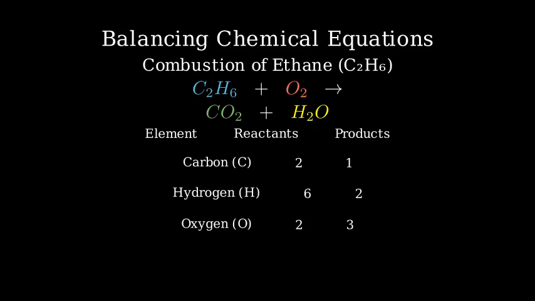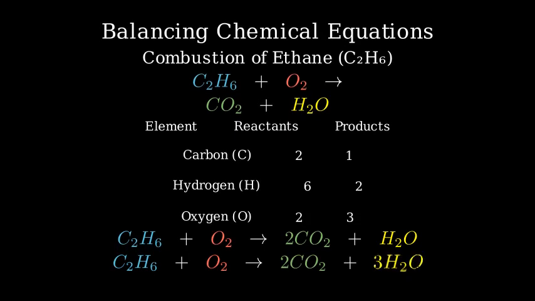Let's start balancing with carbon. We need 2 carbons on the right side, so we'll add a coefficient of 2 in front of CO2. Next, let's balance hydrogen. We have 6 hydrogens on the left and need 6 on the right, so we'll add a coefficient of 3 to H2O.